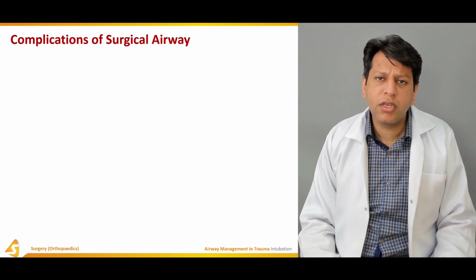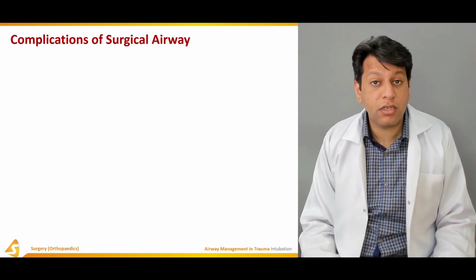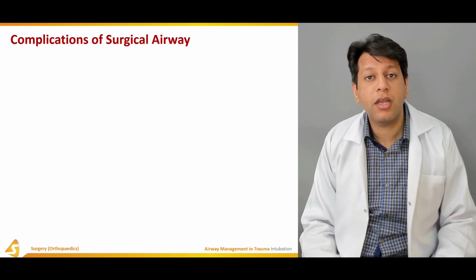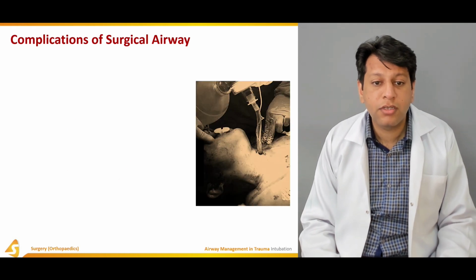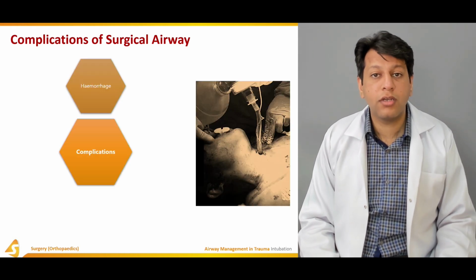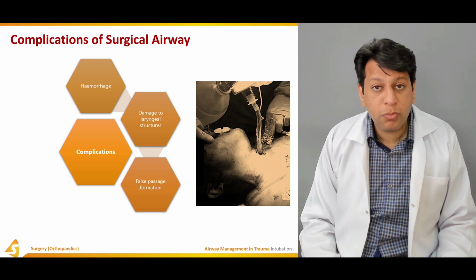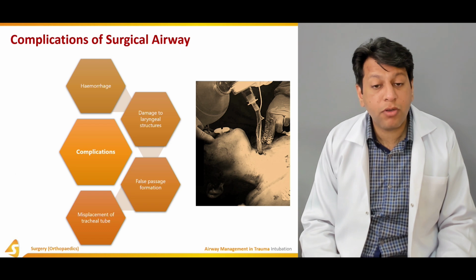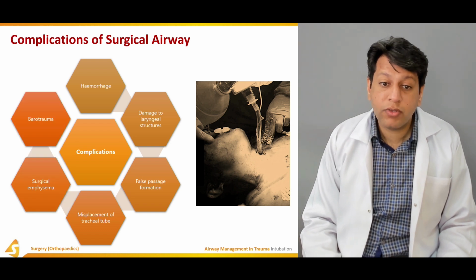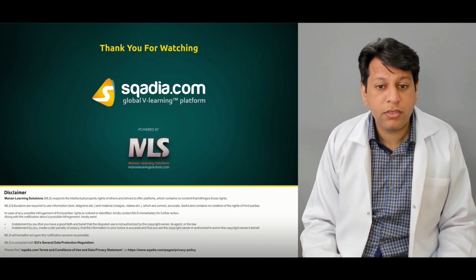So what are the complications of surgical airway? As it is a surgical procedure, every surgical procedure has some degree of complications. Complications include hemorrhage, damage to the laryngeal structures, false passage formation, misplacement of tracheal tube, surgical emphysema, and barotrauma.